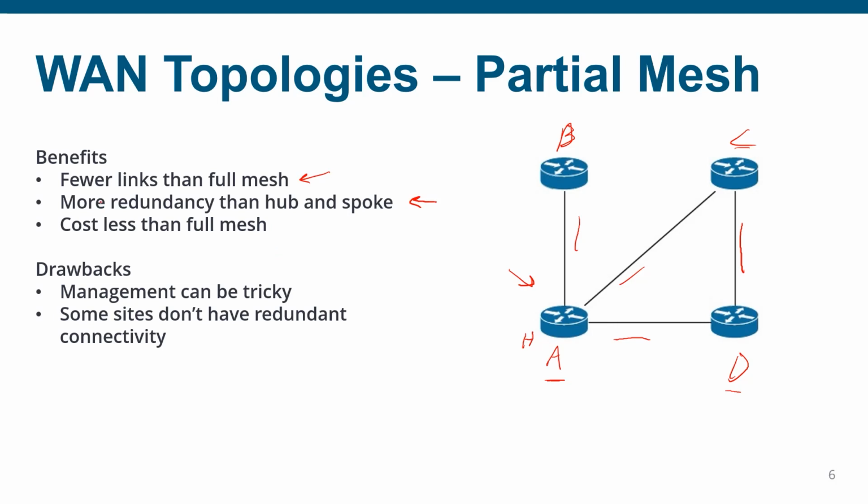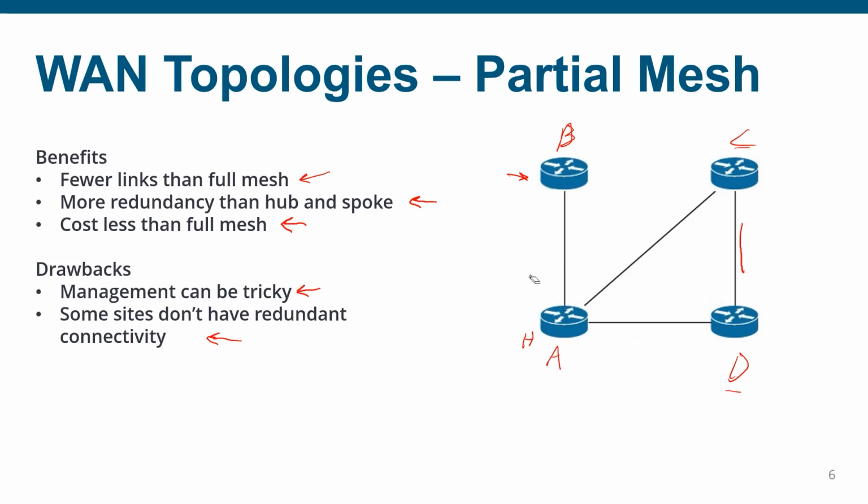The having fewer links benefit here is also directly influencing our cost. So this costs less than a full mesh. Management, however, can get a little tricky if you're not well documented or doing this in a very logical, methodical manner. And some sites in a partial mesh will generally not have redundant connectivity. For example, node B here has a single link down to the hub. It does not have any redundant connectivity there.